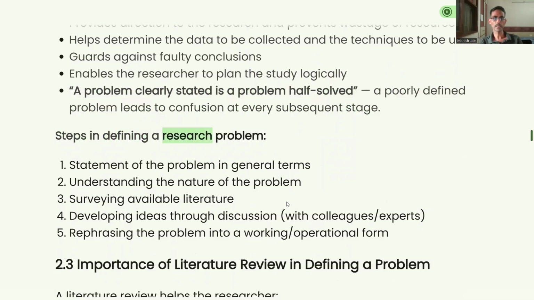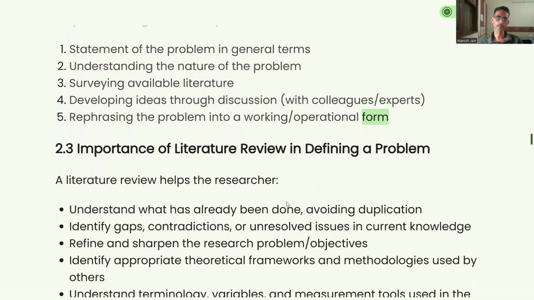Steps in defining a research problem. Statement of the problem in general terms. Understanding the nature of the problem. Surveying available literature. Developing ideas through discussion with colleagues and experts. Rephrasing the problem into a working, operational form.